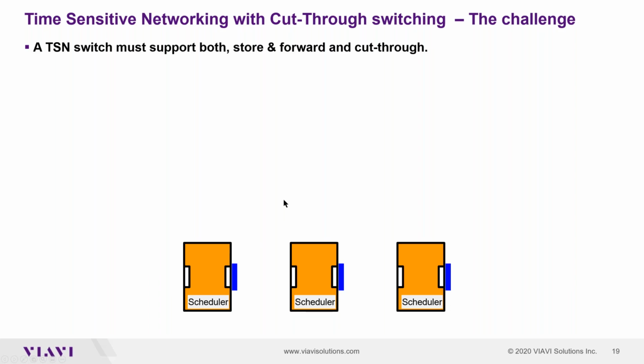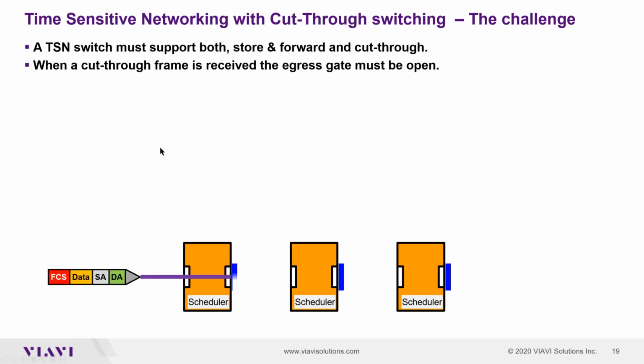But to reach this TSN performance, we need cut-through mode. What does cut-through mode mean? If a frame is received, the switch looks at the destination address. Once it knows the destination address, it immediately forwards this frame to the egress port. And here you have to open the gate for the egress port. So the egress port needs now to be available for this frame, and not for any other frame. So it's a high priority function. The egress port has to be available when the frame is received.